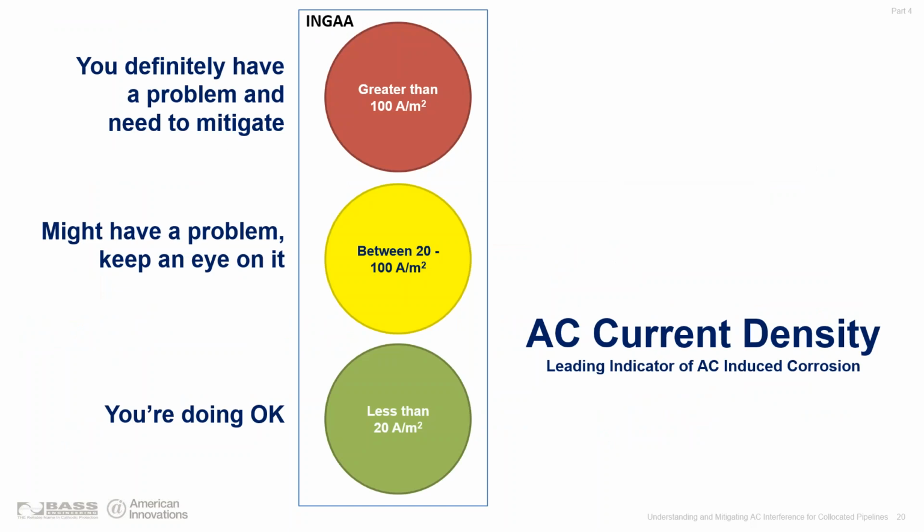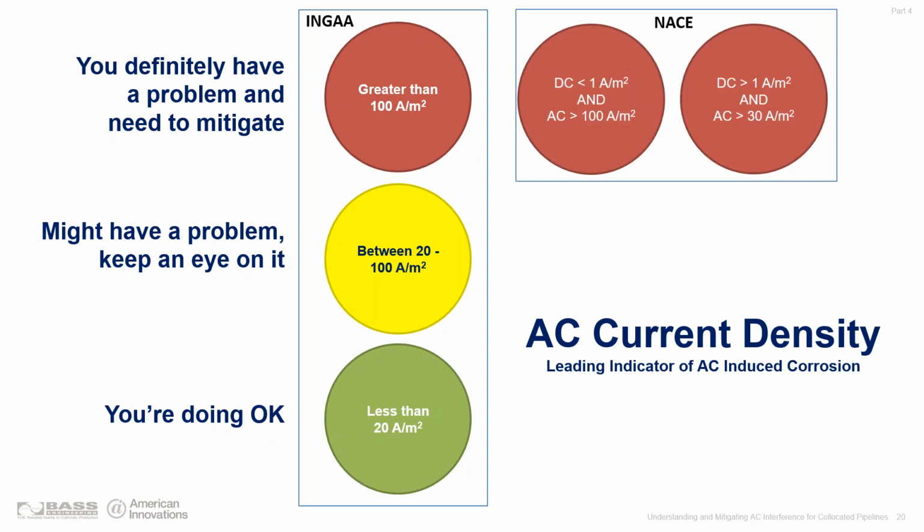INGA has specified that anything greater than 100 amps per meter squared is a location where you're going to have a problem and you need to mitigate. If the current density is between 20 amps per meter squared and 100 amps per meter squared, you're going to want to keep an eye on it. It's up to you whether or not you install that AC mitigation system, but definitely monitor it because conditions can change. It can jump up above that 100 amps per meter squared, and you want to stay on top of that. Anything less than 20 amps per meter squared is of low threat, so not a huge concern.